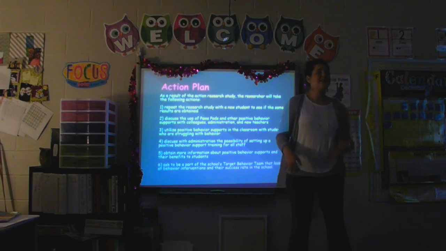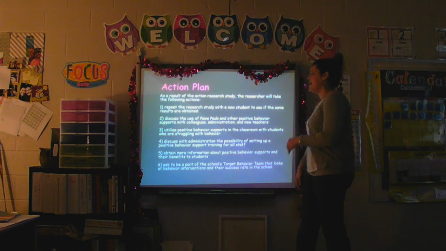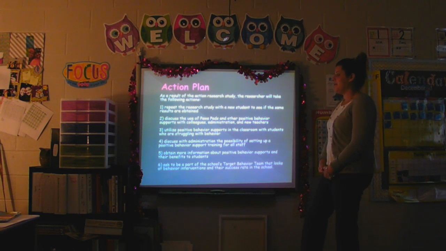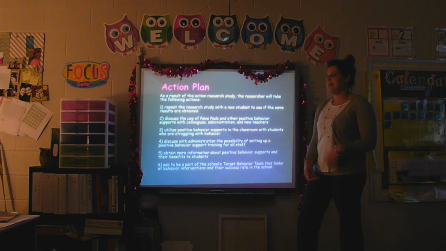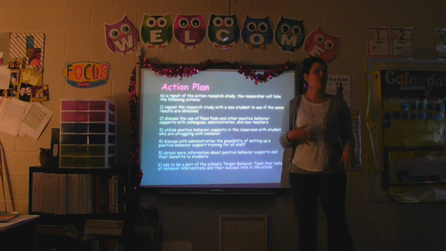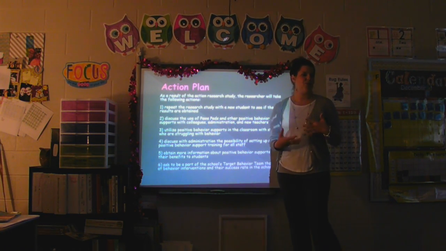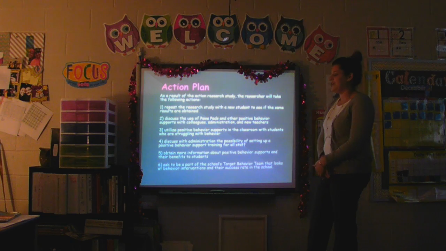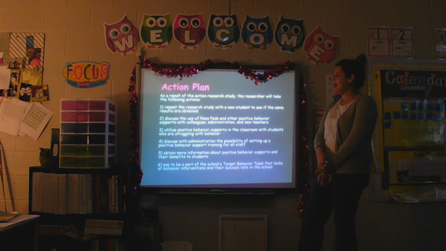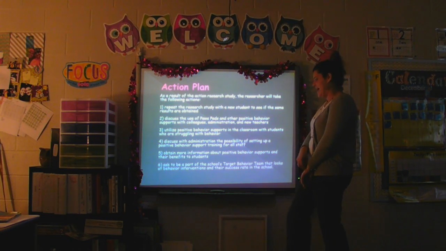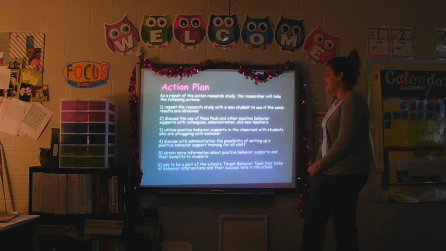So my action plan is going to tell you what I plan to do with this information now that I've completed it. As a result of this study, I'm going to try to repeat the research study with a new student to really see if the results are different, or if the results are the same. So does this really work, or is this just kind of luck? I'm really going to try to do this again to see if I obtain the same results. I'm going to discuss the use of pause pads and other positive behavior supports with colleagues. So that's what I'm doing with you all right now.